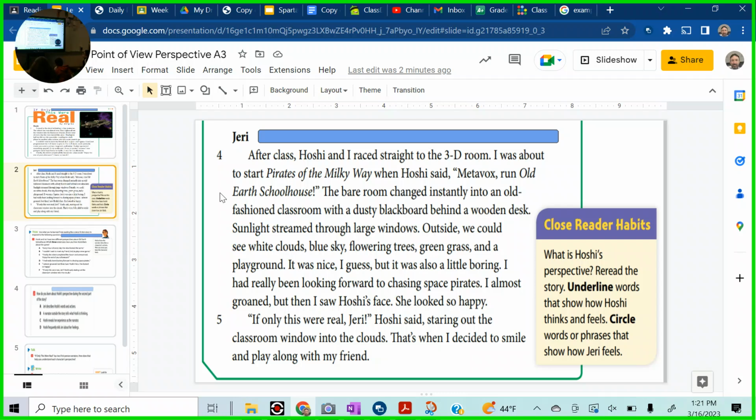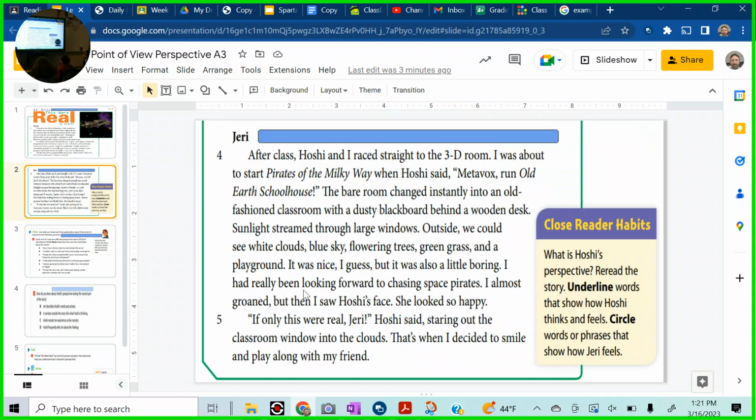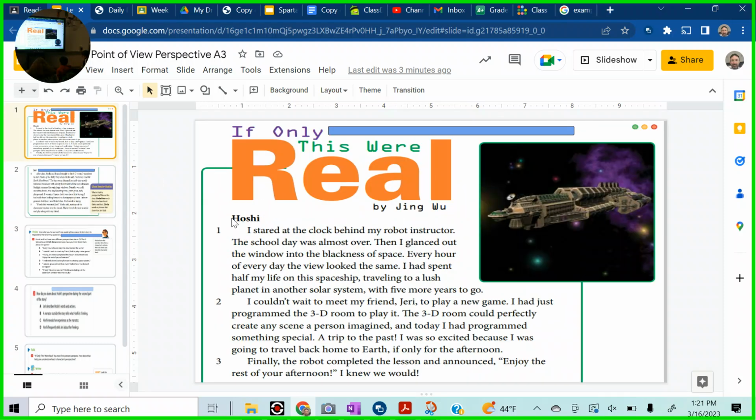Okay, so we have Hashi and her perspective and how she feels. And then we have Jerry and his perspective and how he feels. What I want you to do is partner up. I want you to reread. I want you to read both Hashi and Jerry. I want you guys to do your little breakout box and decide if it's first, second, or third person. And then I want you to highlight some of the areas in the story that might show how the narrator's feeling.